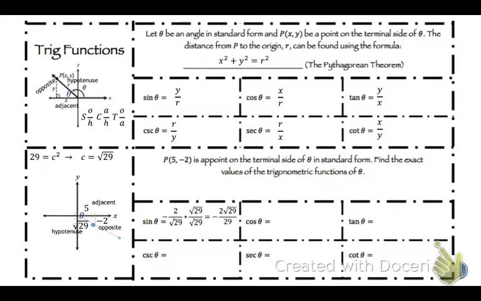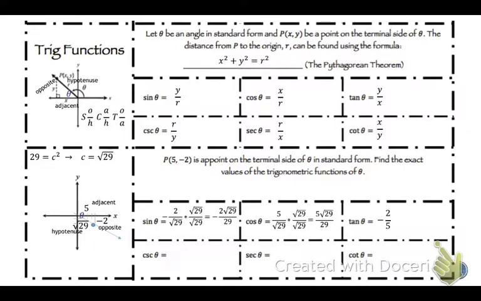Now cosine is adjacent over hypotenuse. So that's 5 over the square root of 29. Again, multiply by the square root of 29 over the square root of 29. And you get 5 square roots of 29 over 29. Tangent is opposite over adjacent, so that's negative 2 over 5.